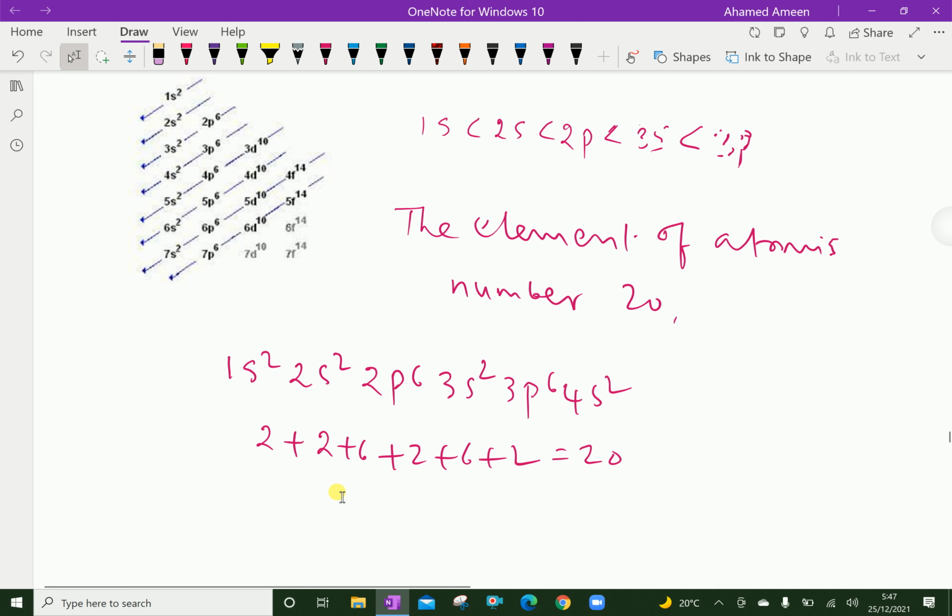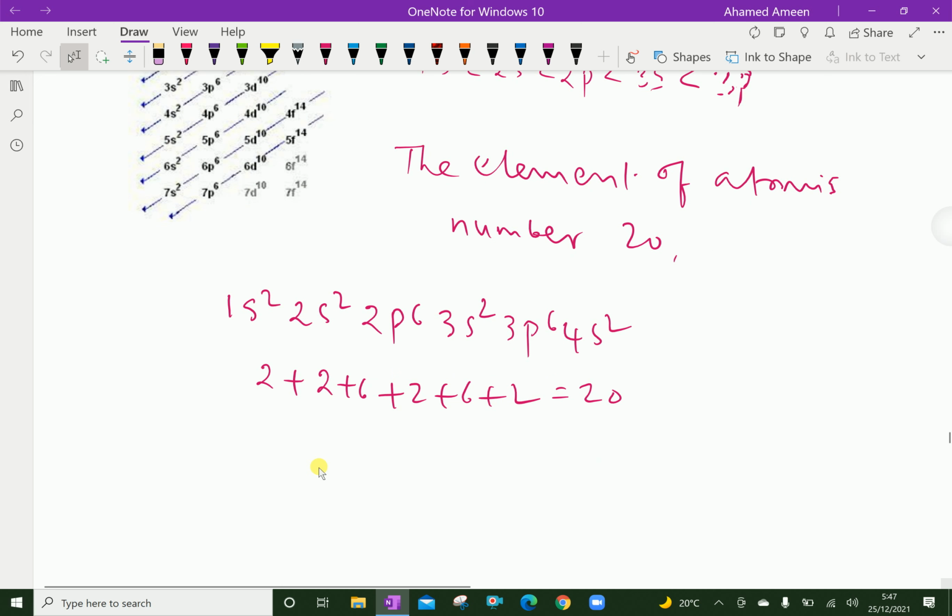That means up to 1s2, 2s2, 2p6, 3s2, 3p6, we can write this as argon, the element argon, and then 4s2. This is the way to represent the electronic configuration of a given element.